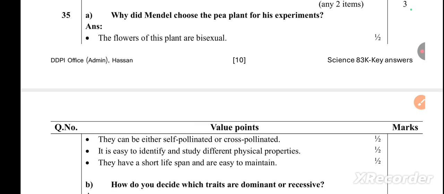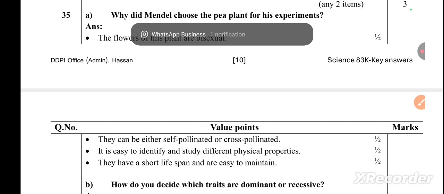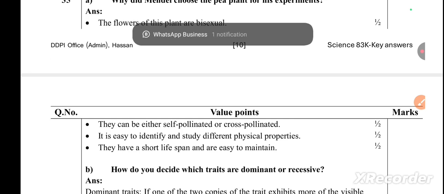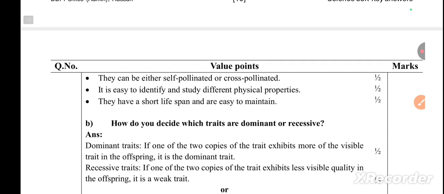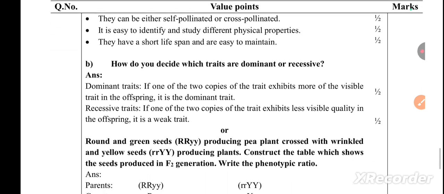35th, why did Mendel choose the pea plant for his experiments? Several reasons are there, some are listed here. The flowers of these plants are bisexual. They can either self-pollinate or cross-pollinate. It is easy to identify and study different physical properties. They have a short lifespan and are easy to maintain.